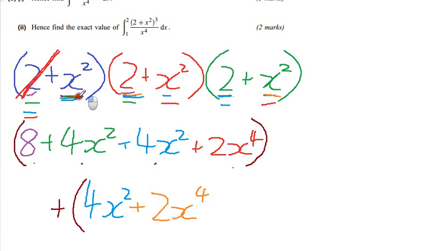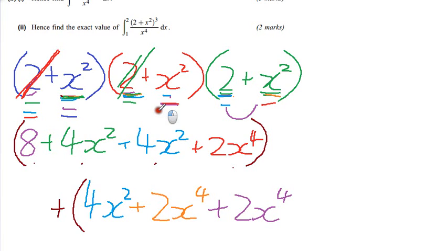So we've done x squared times 2, x squared times 2 times x squared. So we've done that one as well. We don't need to worry about that anymore. Right, a new colour, purple. So then we can go x squared times by x squared times by these two. So x squared times by 2 is plus another 2x to the 4. And then finally we've got x squared times x squared times x squared, which is x to the 6.